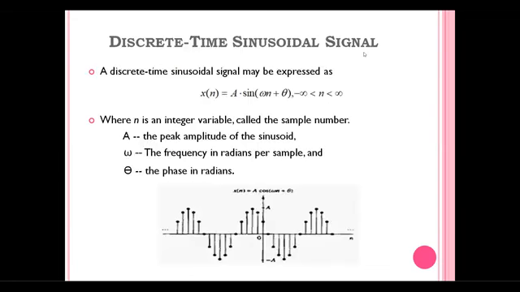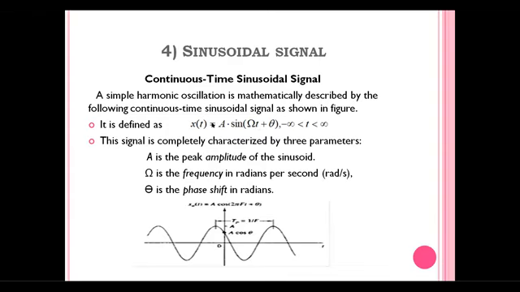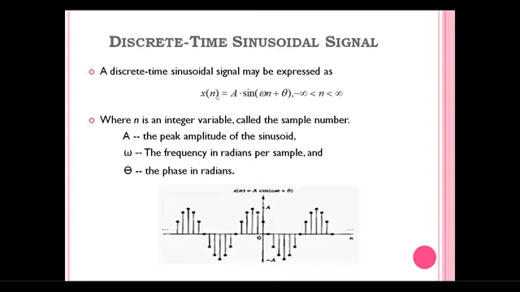Next, we are going to see the discrete time sinusoidal signal. How do we define it? In the continuous time expression, instead of small t, we put small n: x(n) = A sin(ωn + θ). For a continuous time signal we always use ω, but for a discrete time signal we use the symbol Ω. In this case also, A is the amplitude, ω is the radian frequency, and θ is the phase angle. These are the discrete time sinusoidal signals.